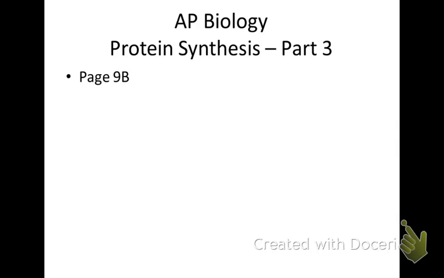We're going to be looking at protein synthesis part 3. This is on page 9B of your AP notes.